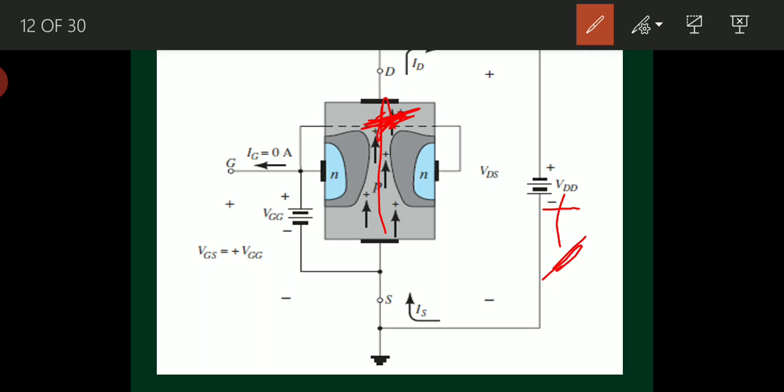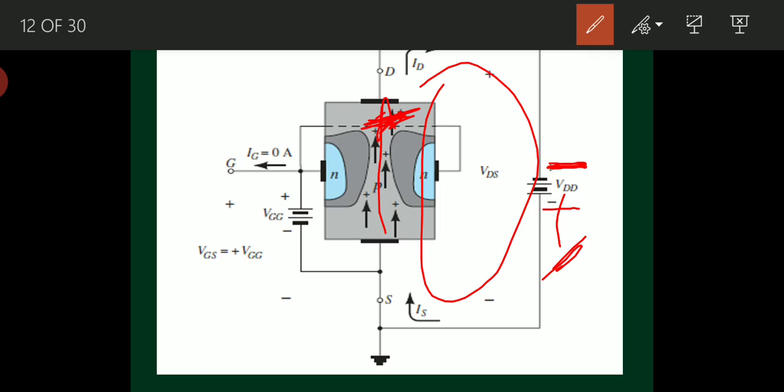So what do I have to do? I have to apply the negative terminal here in order to attract the charge carriers, so that I will have a closed loop. That's how the charge carriers will move from source to drain terminal. So what about the current? If charge carriers move from source to drain, then the current also will be from source to drain.